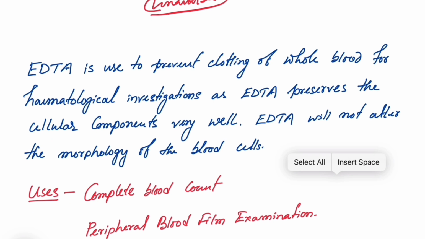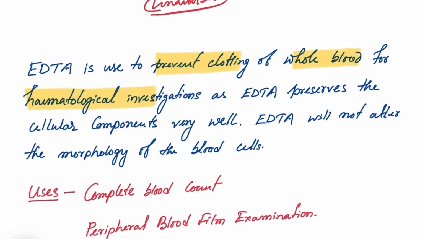EDTA is used to prevent clotting of whole blood for hematological investigation. For the basic hematological investigation, we use EDTA. EDTA preserves the cellular components very well, so it will not alter the morphology of the blood cells. So for all cell counts, where the morphology of the blood cells is important, we use EDTA.